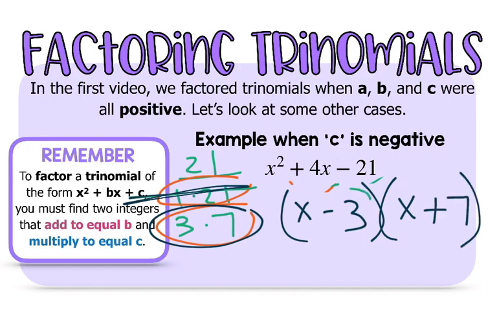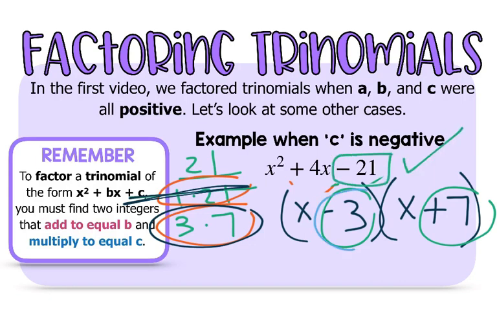And let's double check. Negative 3 times 7, is that negative 21? Yes. Negative 3 plus 7, does that add to get you positive 4? Yes. So I know I've put the negative in the correct spot. If I had put the negative over here, it would add to get me negative 4, which is wrong. Okay, and let's check our answer here. Remember, we can always check our work with factoring.